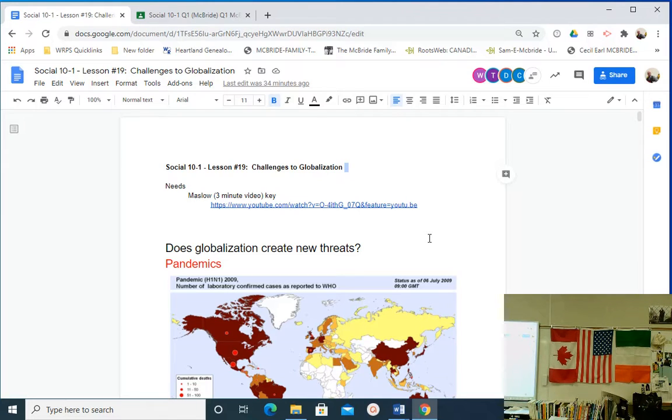So when we look at the global village, we can say, is it successful? Well, let's look at human needs. If it's meeting human needs, then yes, I guess it is successful. If it's not meeting human needs, then it's not. So that's the Social 10 reason why we're studying Maslow's hierarchy of needs.